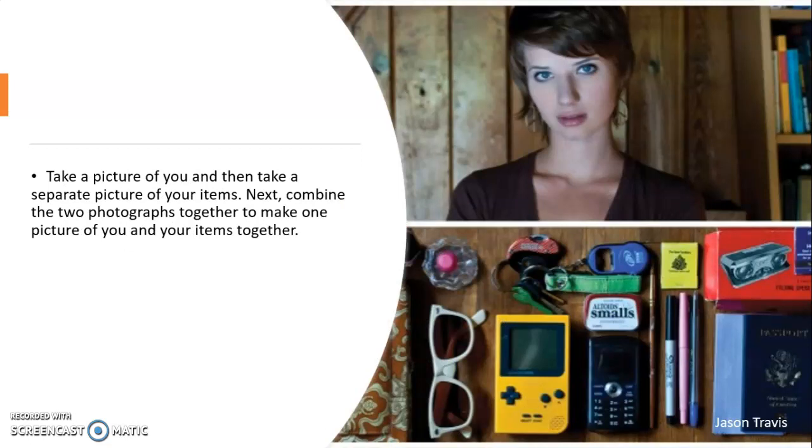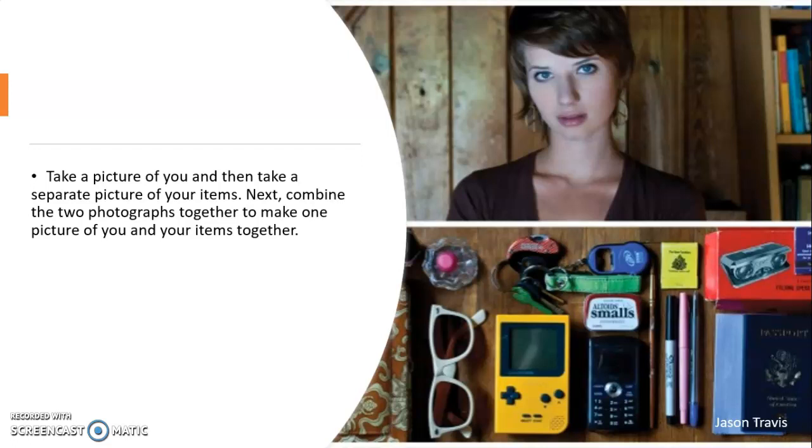Artist and photographer Jason Travis did a portrait series called Persona to capture people's personalities. He asked people to share what items they had in their purse or on them, or things that were super important to them. He would organize those items in a way and then photograph them. After he photographed the items, he would take a picture of the person.